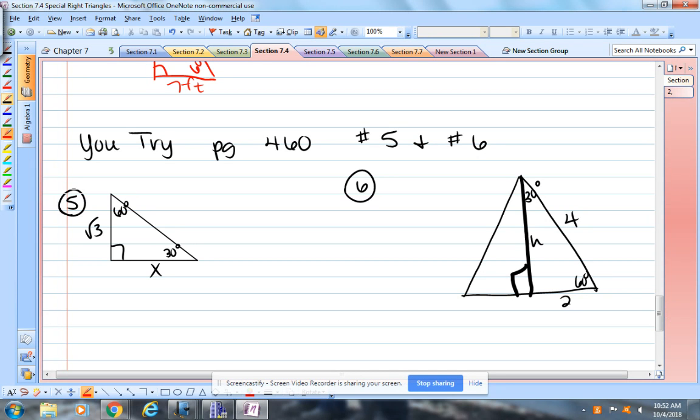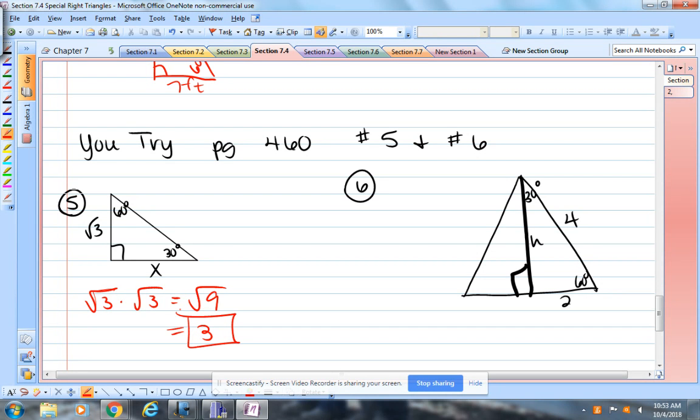Yeah, if they give you the short leg, you multiply. If they give you the long leg and you need the short leg, you divide. Does that make sense? Look at your angle measures. It's important. The short leg is across from the 30-degree angle. So they gave me the short leg, so to get the long leg, I multiply by radical 3. So this is radical 3 times radical 3, which equals just plain 3.